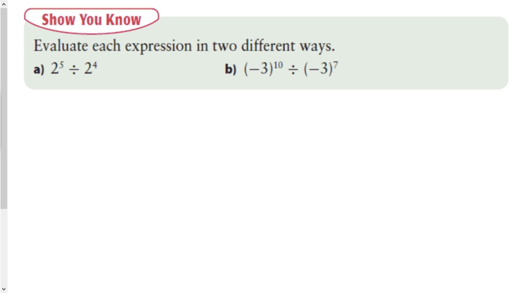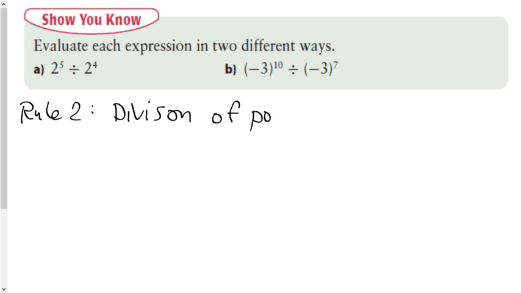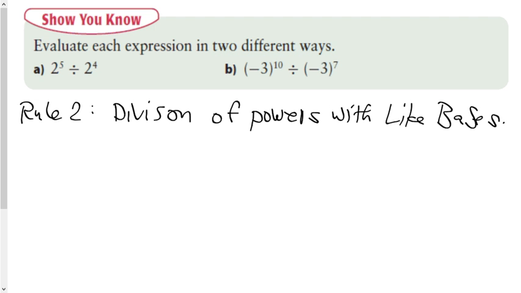All right, our second question, if you want to call it question 2, it's going to be rule 2, has to do with division, my division is in division of powers with like bases. So if we look at exemplar number A, the first one, 2 to the exponent of 5 divided by 2 to the exponent of 4.